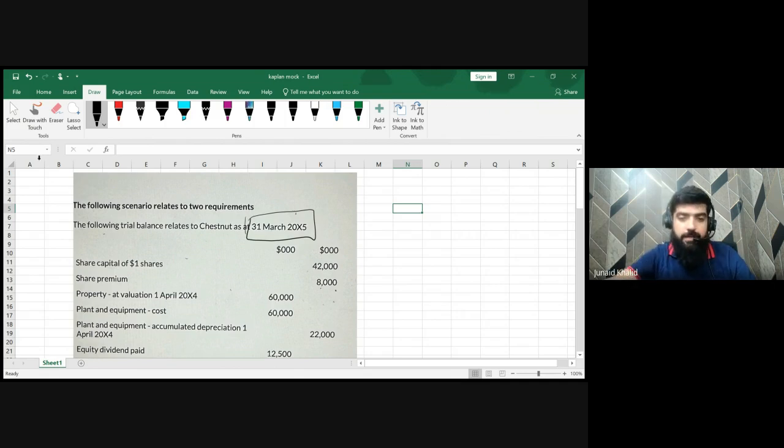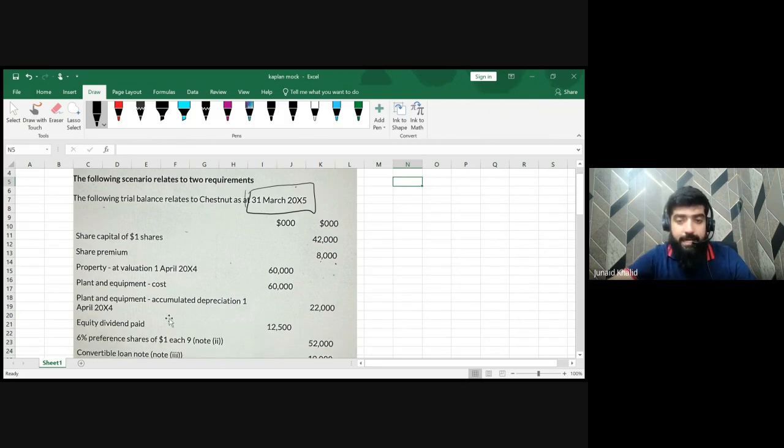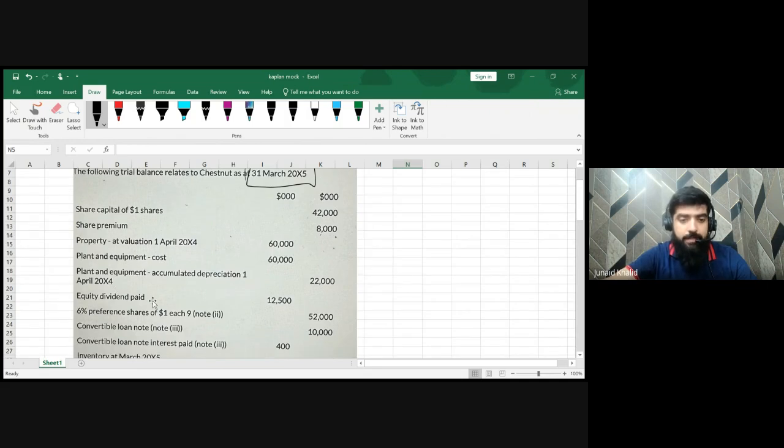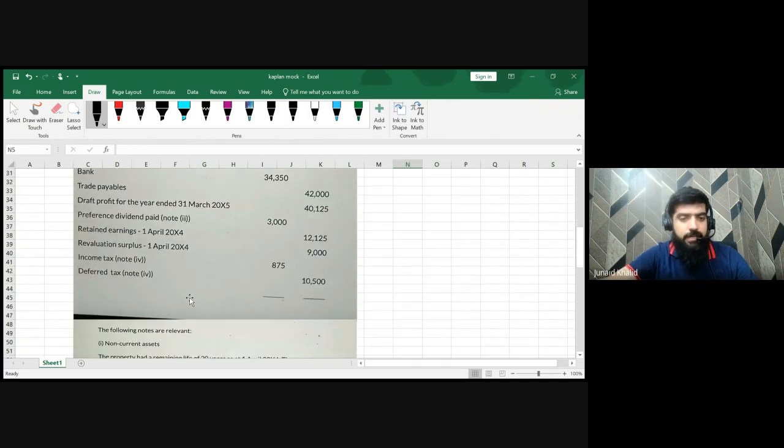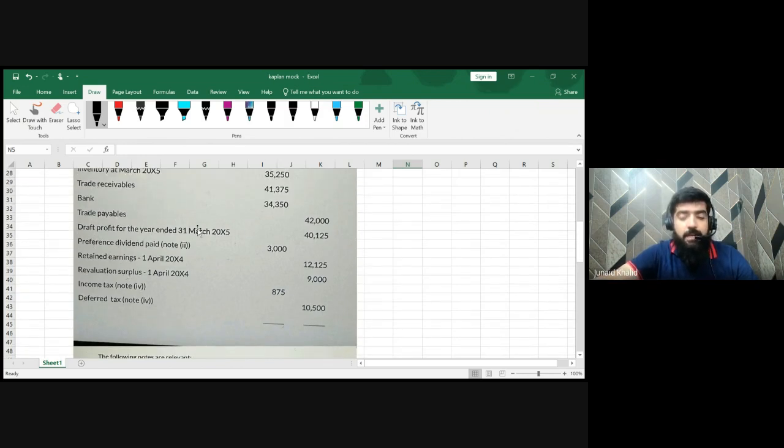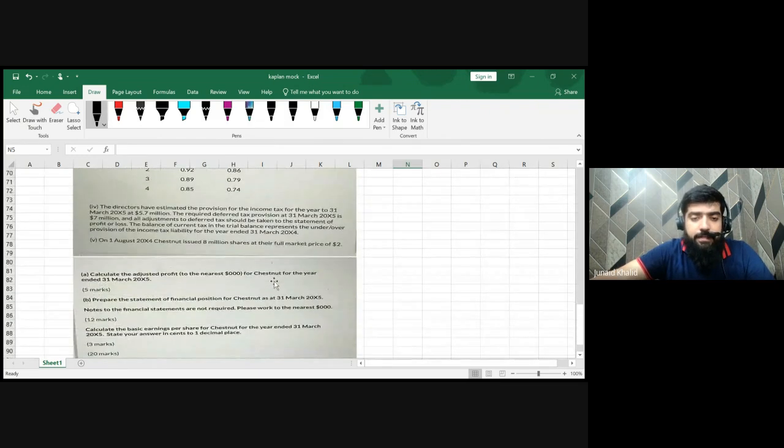Now there are different account balances that are given over here. That is the share capital, the premium, the property at cost, the plant and equipment at cost, and the accumulated depreciation of plant and equipment, equity dividend paid, preference shares. So there are different line items over there. And one more thing that we can see over here is the draft profit for the year ended 31st March 2005, which means we are not supposed to make the entire P&L or the profit and loss account. We are not supposed to make the entire balance sheet. But yes, there might be some adjustments, and based on those adjustments, let's see the requirement.